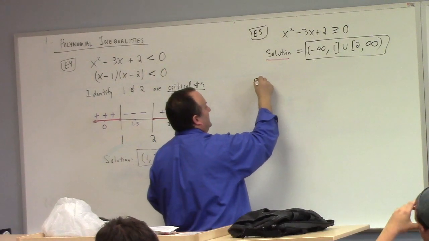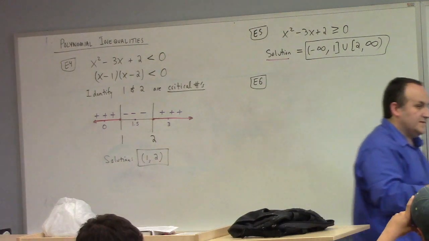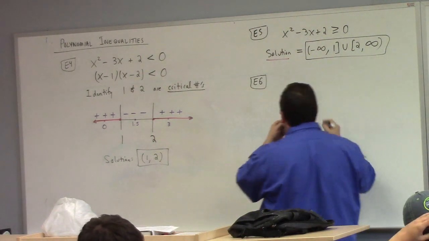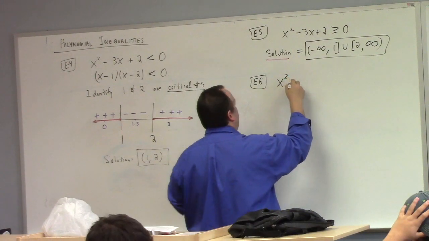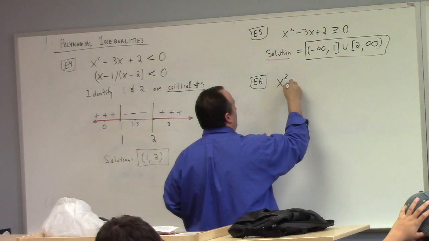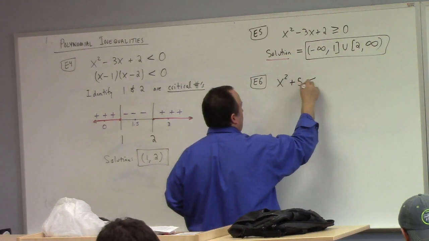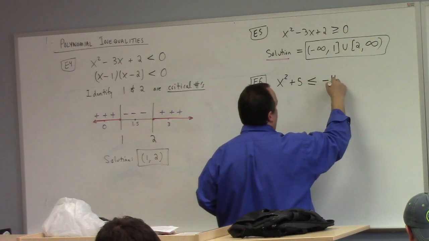So here's another one. Example 6. Suppose we were going to solve x squared plus 5 less than or equal to minus 4x.